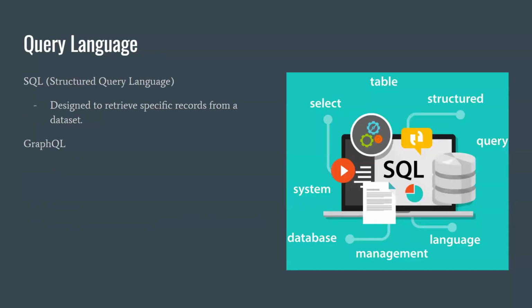And we have query language. The most popular query language is SQL. It stands for Structured Query Language, and it is designed to retrieve specific records from a data set. And there's another one that is also becoming popular with front-end developers who may be using React, which is GraphQL.